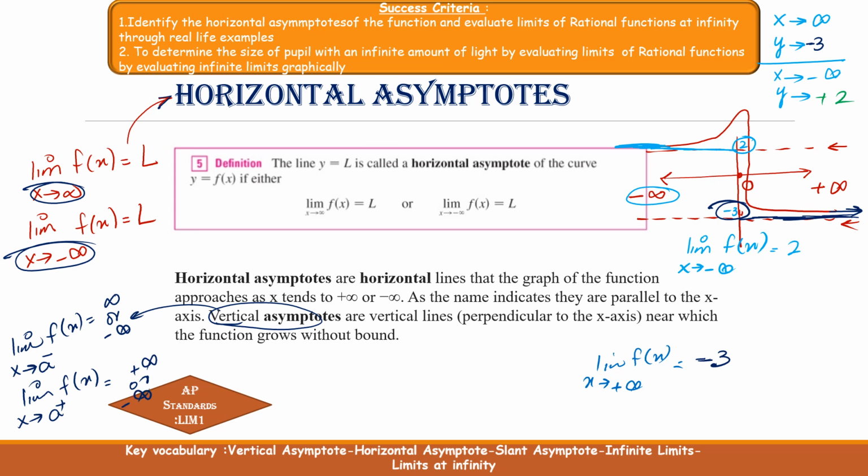What is the difference between these two things? In a horizontal asymptote, x is approaching positive or negative infinity, whereas the y value is a number.